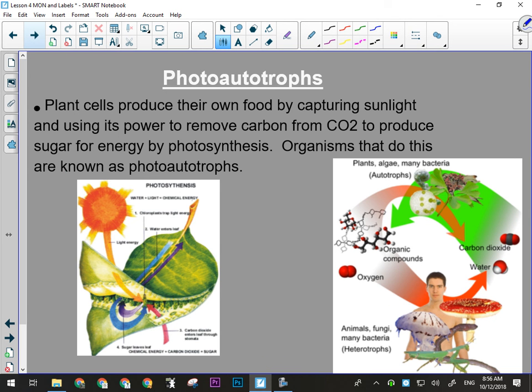Okay, if you carry out photosynthesis as your mode of nutrition, then you are a photoautotroph. Photo meaning light, auto meaning self, troph meaning feeder. So you use light to feed yourself if you are a photosynthetic organism. So they capture sunlight. Using its power, they remove carbon from carbon dioxide to produce sugar for energy by photosynthesis.